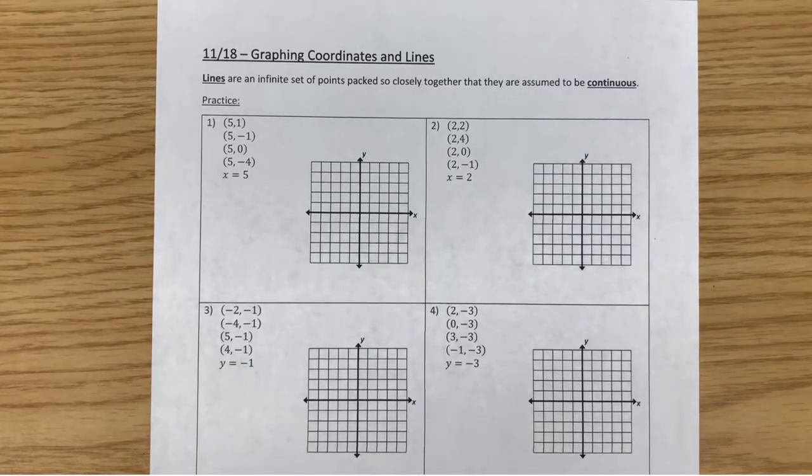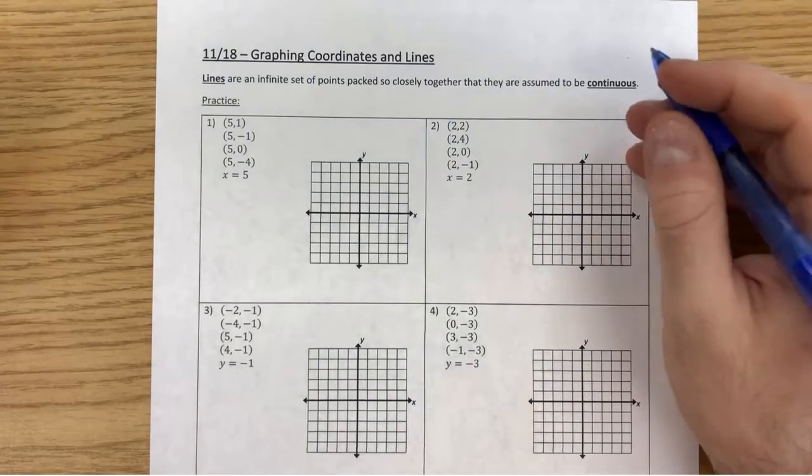So today we're going to be graphing coordinates and lines. Where we left off last time was we noticed that when some of the coordinates all form a straight line, there must be an easier way to write that. And so today we're going to see exactly that.